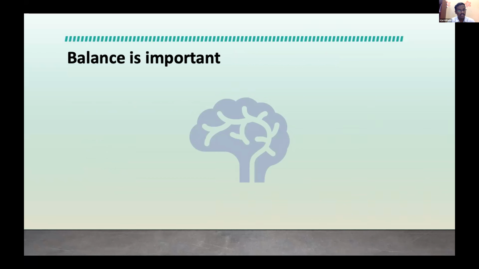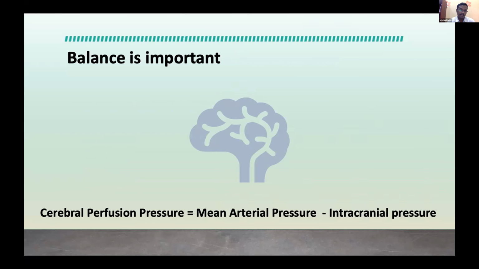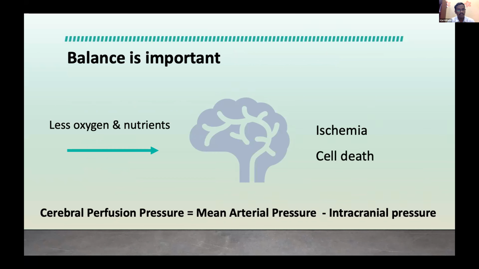The most important component which we are afraid to compromise is the cerebral perfusion. The cerebral perfusion pressure is given by the formula: mean arterial pressure minus intracranial pressure. So whenever the mean arterial pressure gets compromised, or when the intracranial pressure gets increased, the cerebral perfusion gets compromised. This leads to a decrease in oxygen and nutrients, thus leading to ischemia and cell death.